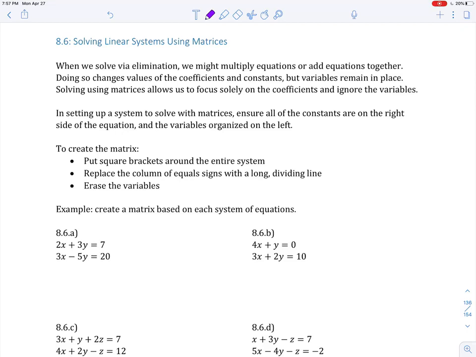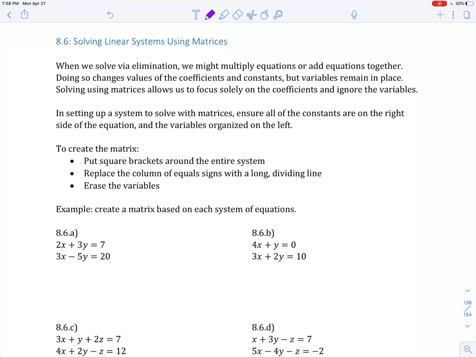Hello! 8.6! We are going to be solving linear systems. How? Using matrices! Alright, we've solved via elimination. We've multiplied some equations to get equivalent forms. We've added them together. Doing that, we've changed coefficients, but variables remain in place. Using matrices allows us to just focus on those coefficients without those pesky variables getting in our way.